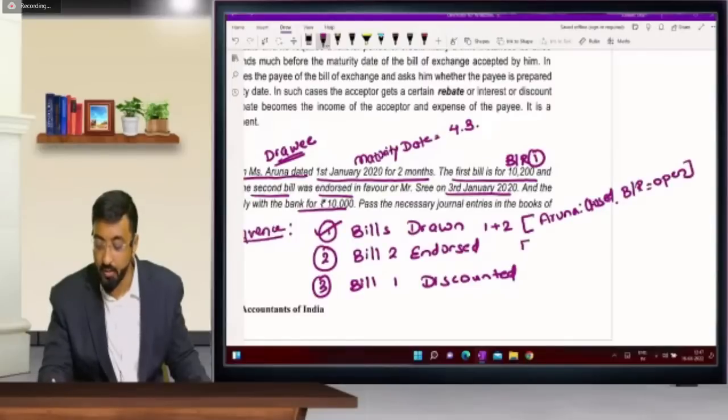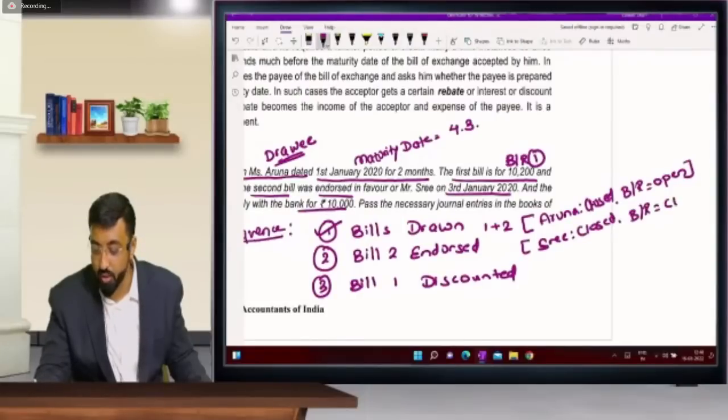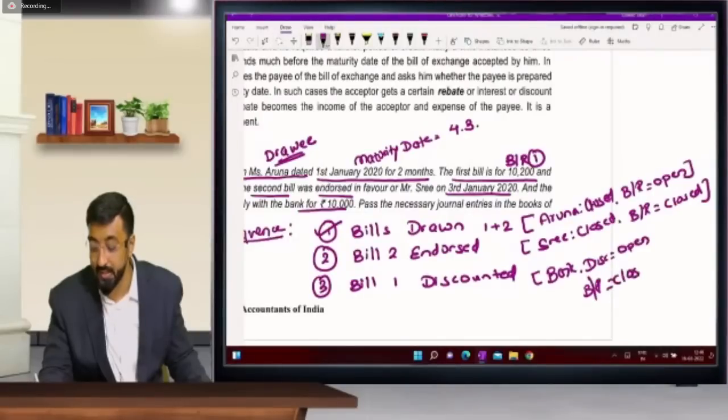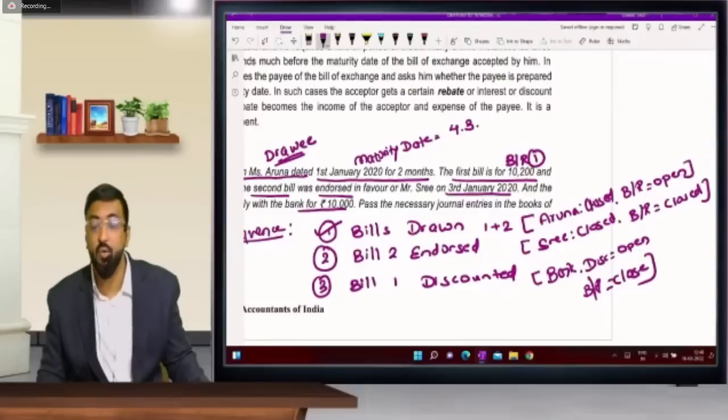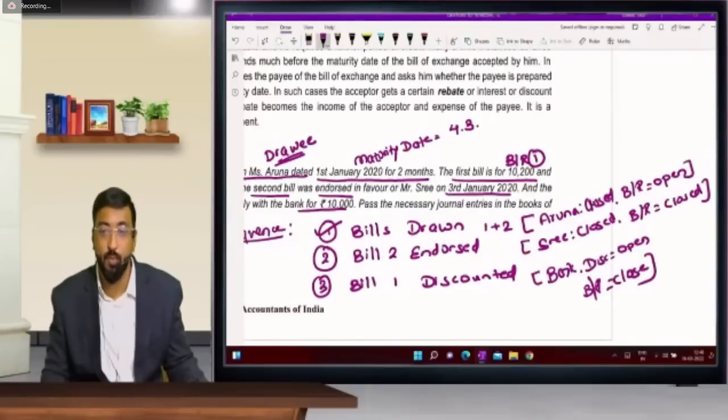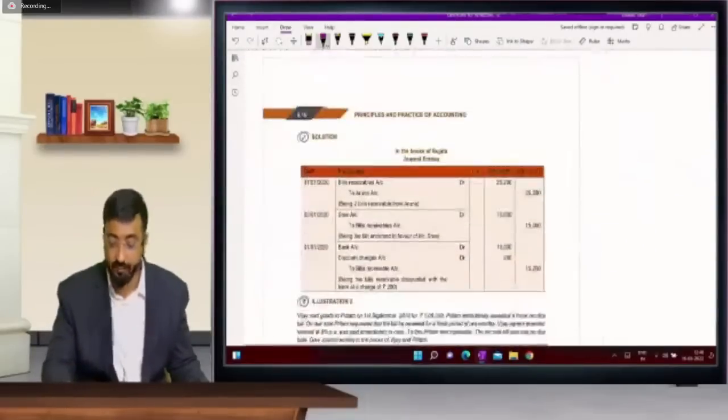When the bill is endorsed, then the third party account will be closed and bills receivable account will also be closed. And when discounted, bank account open, discount account open and bills receivable account close. So you must think in the same way. Which account is getting closed and which account is getting open? So answer is very easy.